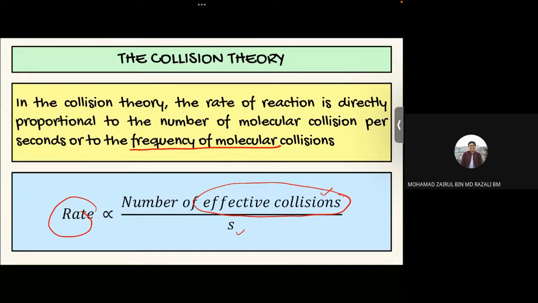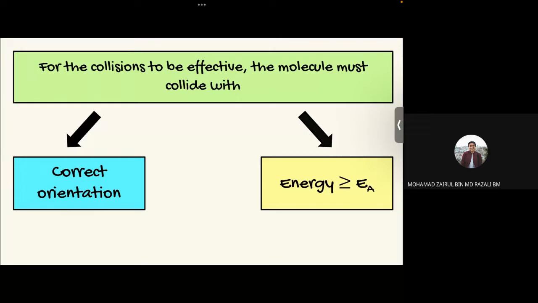Saya cakap tadi semua collision itu tidak akan hasilkan produk. Sebab apa? Sebab for the collision itu untuk hasilkan product, there are two different requirements yang kita kena fulfill. The first one, the molecules or the reactants must collide with the correct orientation. Dia tak boleh main langgar je. Dia mesti ada correct orientation. And the second factor for the collision to be effective, the energy of particles yang colliding itu mesti greater than or equal to the EA. EA ini kita panggil dia sebagai activation energy. Yang ni kita akan tengok sekejap lagi.